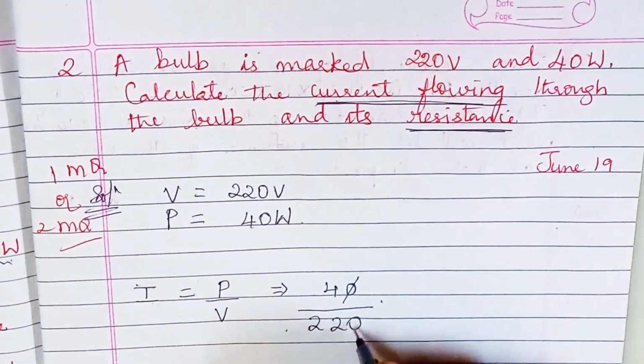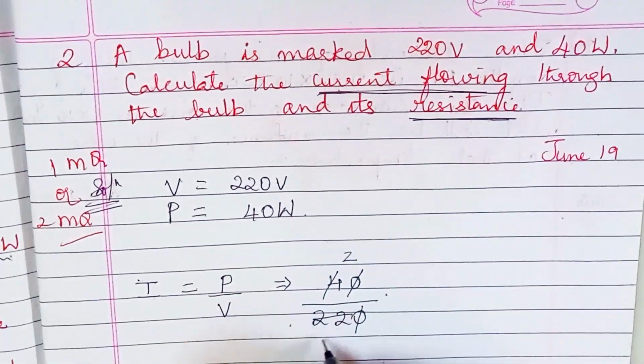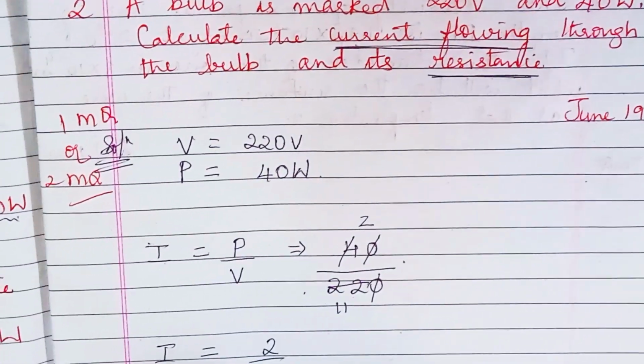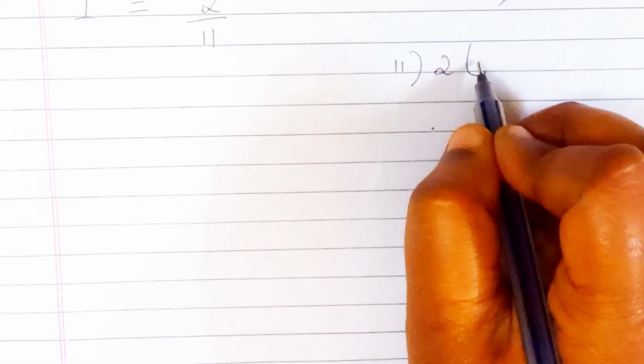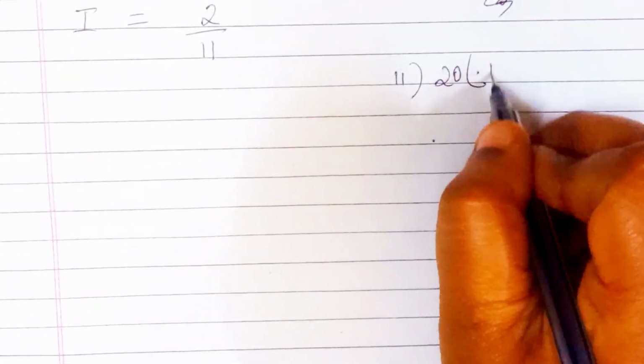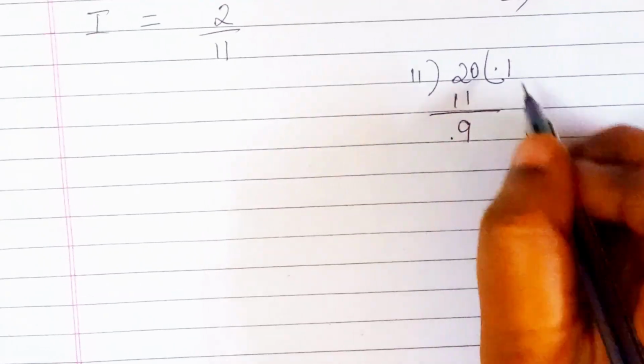Now, 10 and 10 will get cancelled. 2 2s are 2, 11s are... So, I is equal to 2 by 11. Now what you should do is divide by 11. So I will take the point. So this will become 20. So 11 ones are 11, so the remainder will be 9.